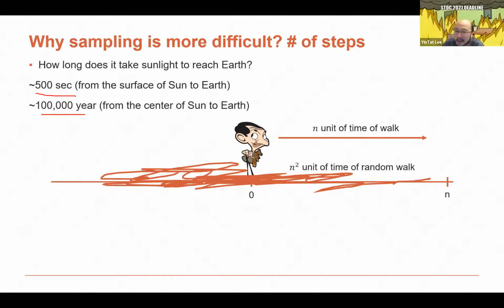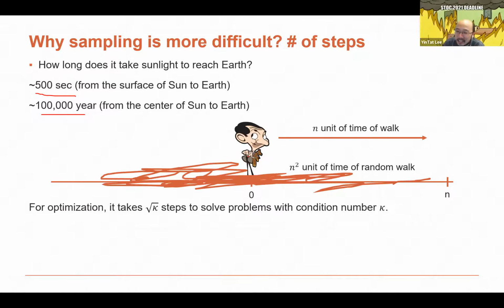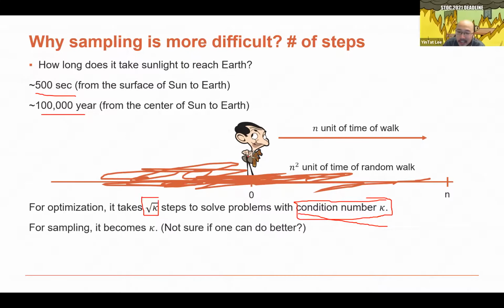Similarly, for optimization, it is known if your problem has condition number k. In this talk, it's not important to define this, but it is some measurement of how difficult the problem is. Then optimization can do it in square root of k steps. For sampling, people believe k is probably the best you can do. By the way, this is still an open problem. People are still making progress, and we still don't have the answer yet. But in general, you can imagine sampling is like the square of the running time of optimization because of this sampling behavior.